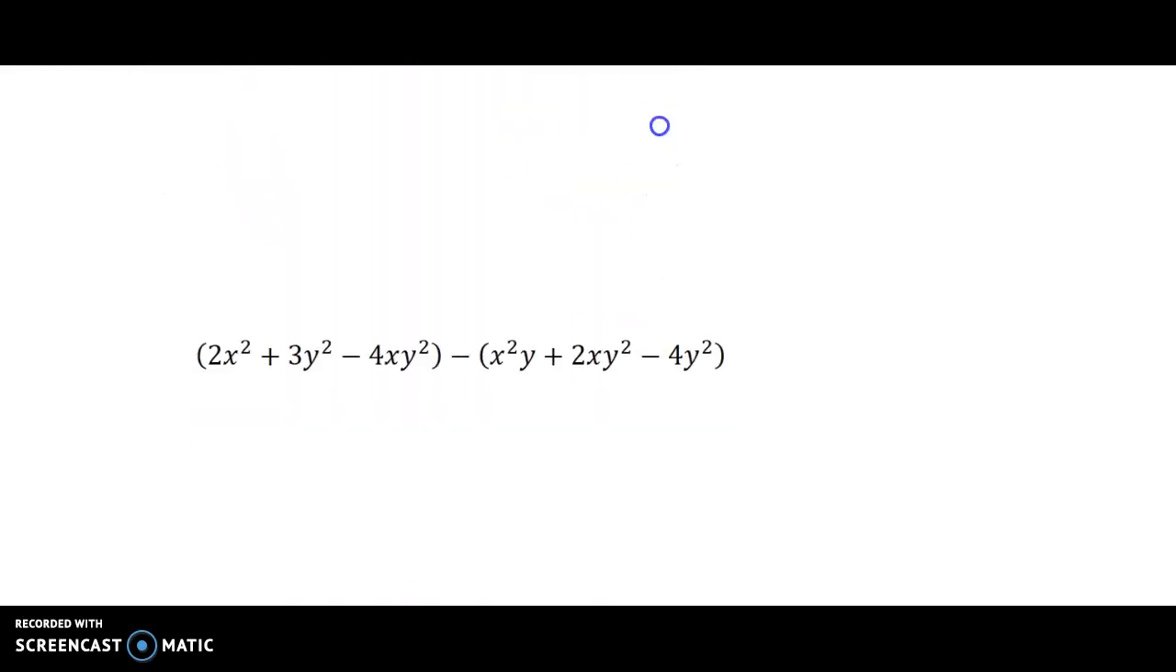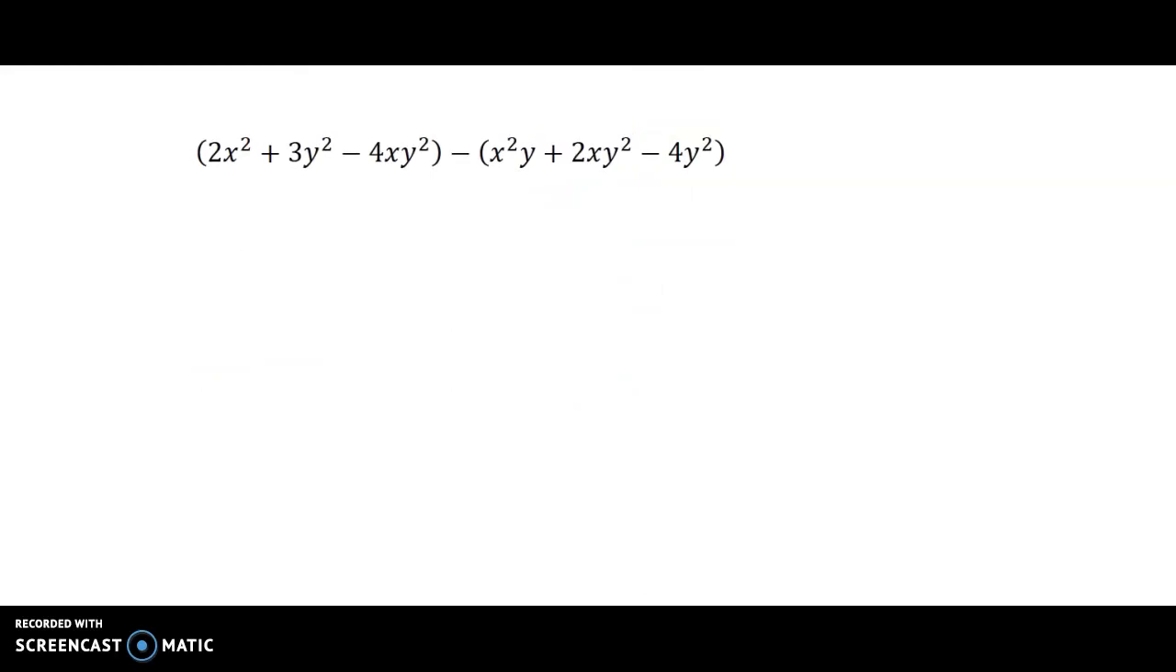Let's look at example 2. Again, you should pause here and write the original problem. You should always have the original problem written. Okay, we have a little more going on here. We have some terms that are x squared y, some that are xy squared. I think the best way to do these is just take it one step at a time.